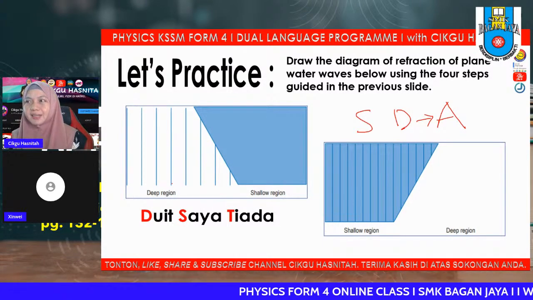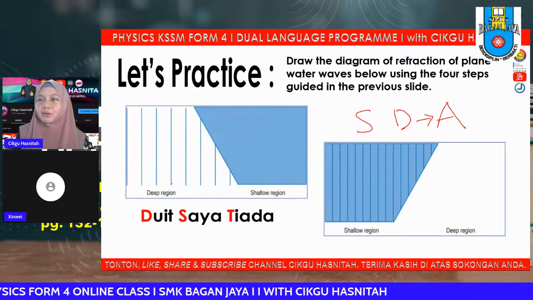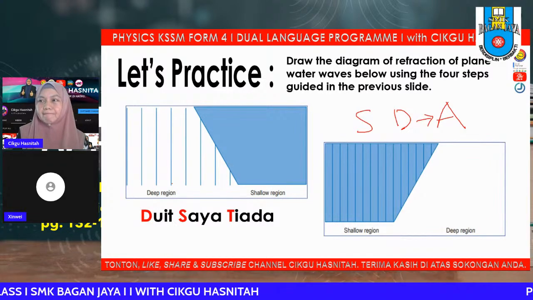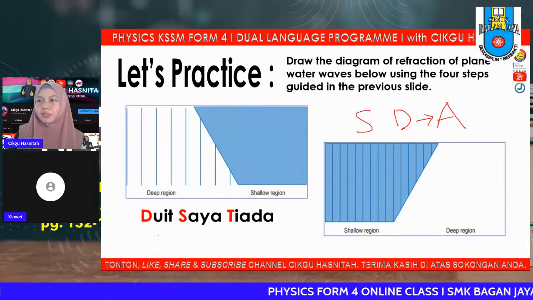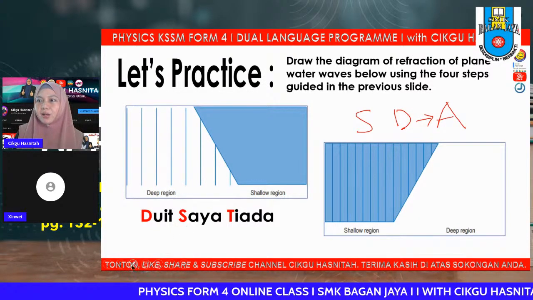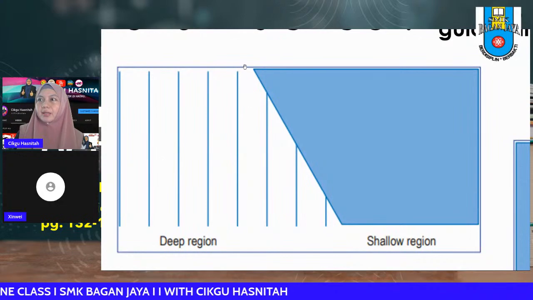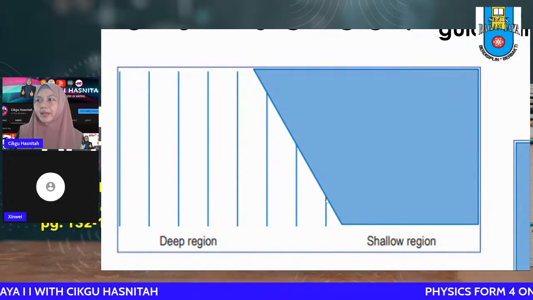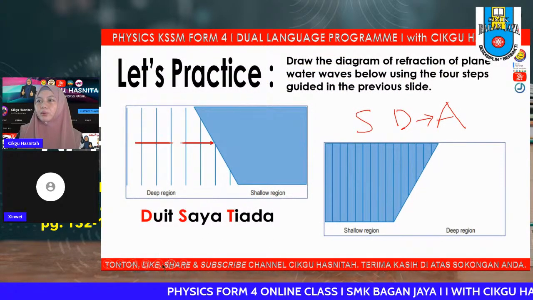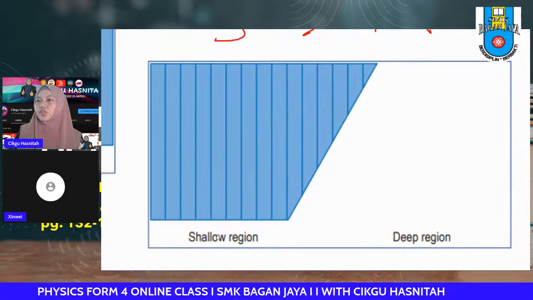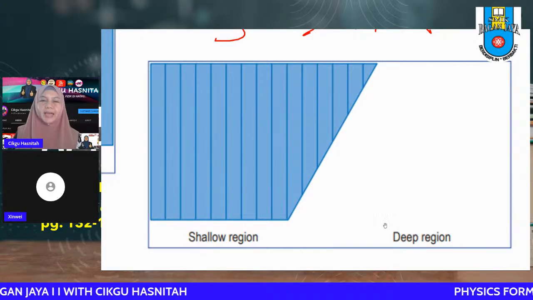So we can start discussing the correct diagram you're supposed to figure out according to these two situations. Again, for those who cannot print out, you can draw this diagram in your module. This is the first situation. Water wave travels from deep to shallow region, and this is the boundary between the deep region and shallow region. For the second case, the water travels from shallow to deep region, and this is the boundary between the shallow and deep region.